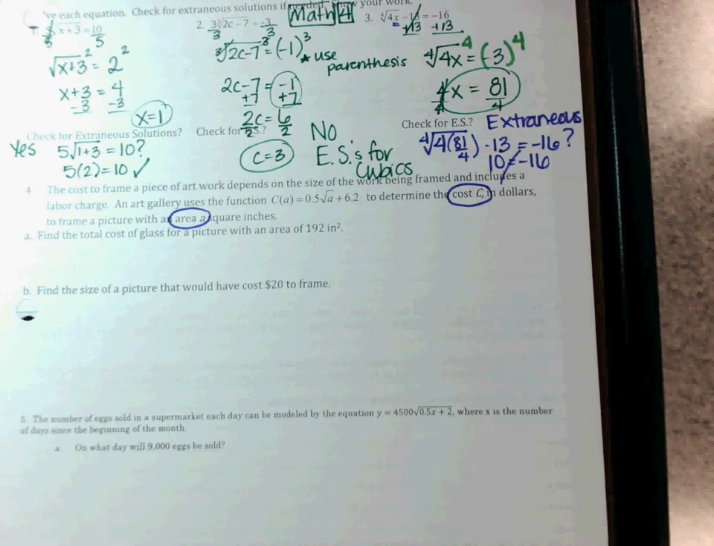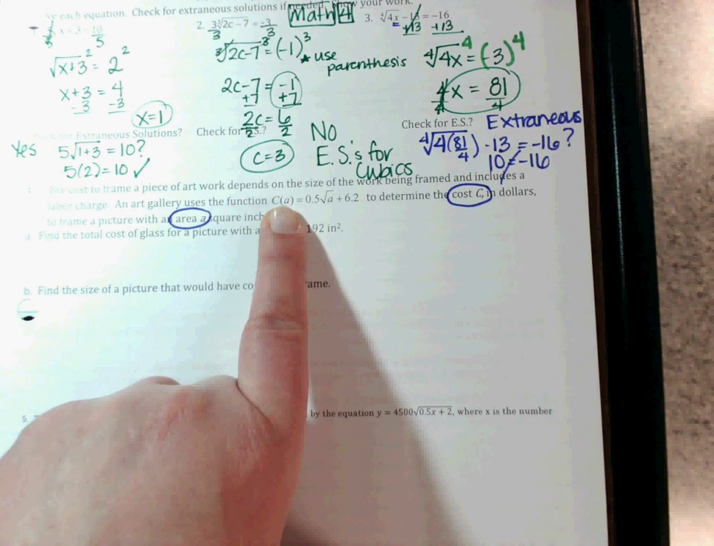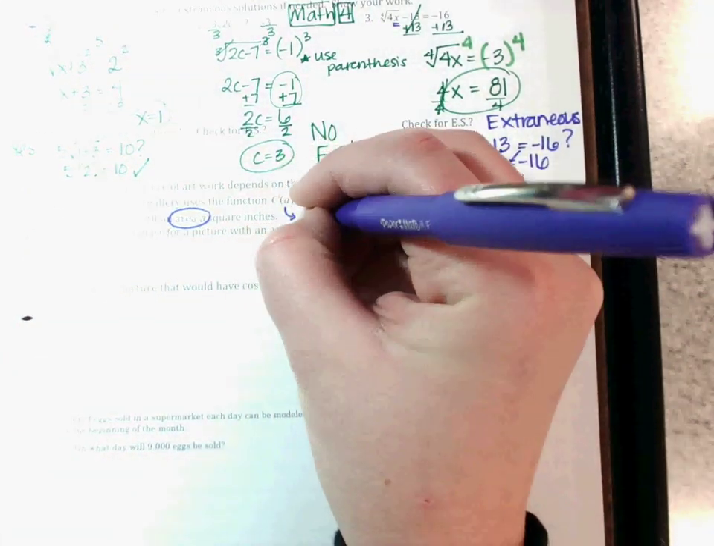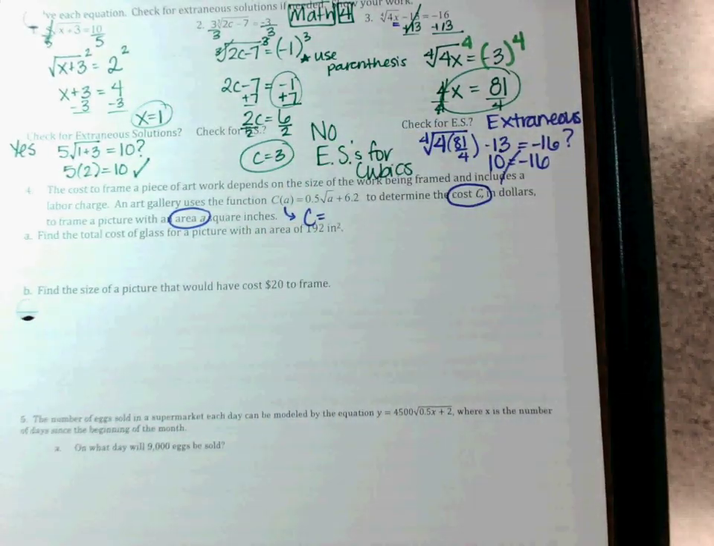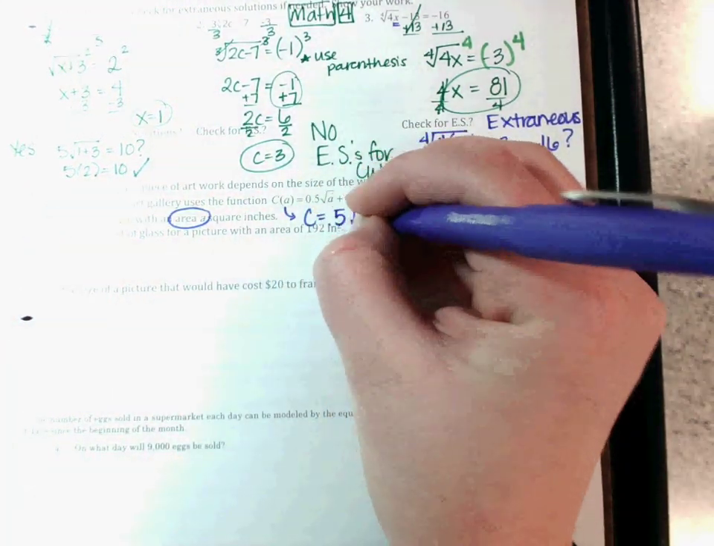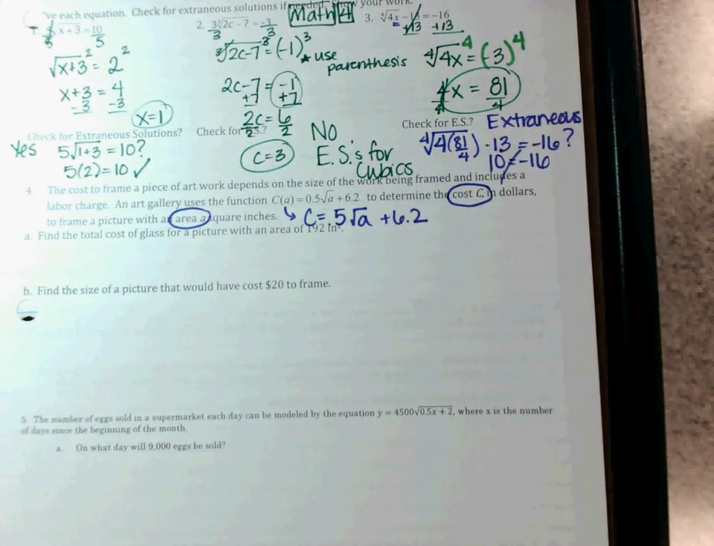The other thing I would recommend is that this, the C of A, is called function notation. I would just replace it with a C. Technically that means the cost for a certain A, but to make it easier when you're solving, I would just turn that into C equals, because sometimes keeping the A confuses people. Then 0.5 square root A plus 6.2. To me, that looks easier to plug into. For each question on your homework, you're either plugging in for one letter or the other.